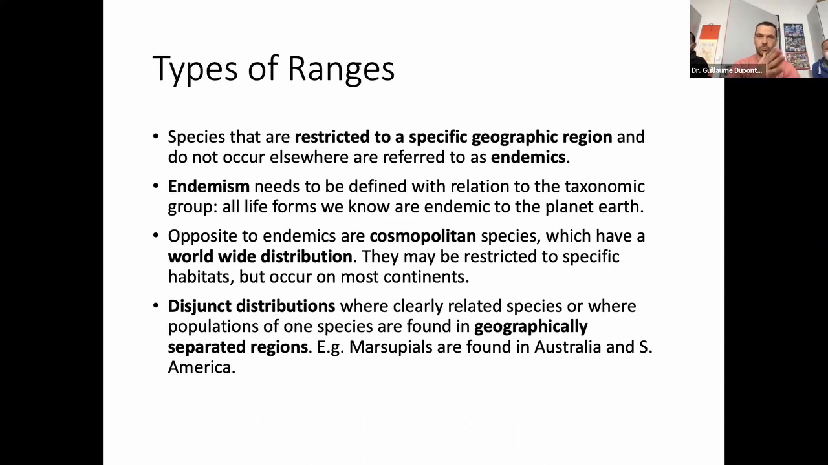And here we have the marsupials, in German Beuteltiere. I don't know the French name of it. And they are found only in Australia and South America. So obviously very strongly separated.